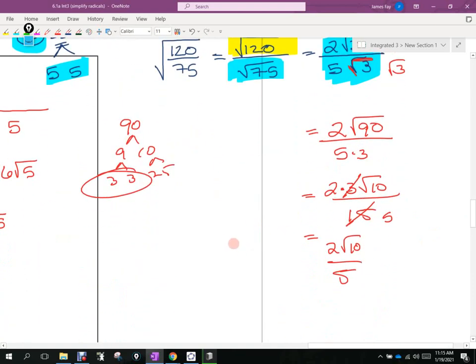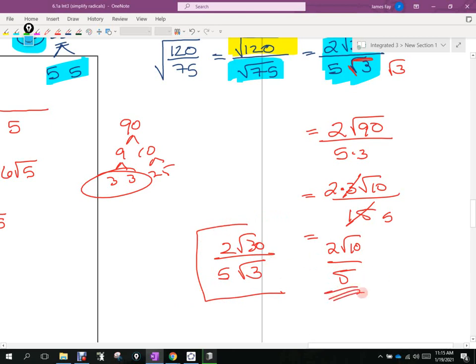Okay, now I know that's a lot of work and that's messy, and we'll get there at some point. But what I want to demonstrate is that initially we had 2 radical 30 over 5 radical 3. That was one format. Would you guys agree that this looks simpler?